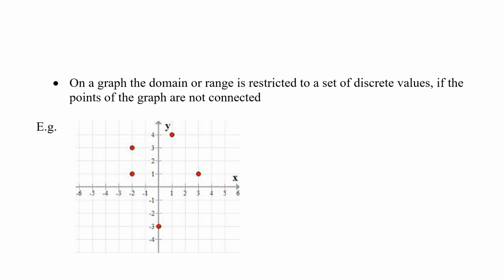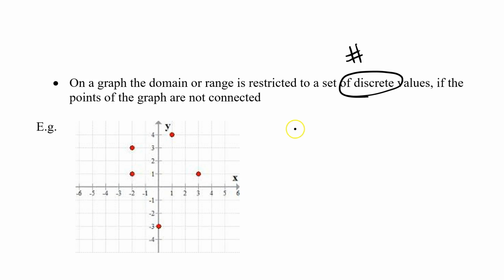On a graph, the domain or range is restricted to a set of discrete values if the points of the graph are not connected. So what does that mean? Well, let's start with discrete values. Discrete values means actual whole numbers. So when we have points on a graph like we do here, our domain and range will actually be specific numbers. So let's take a look at this.